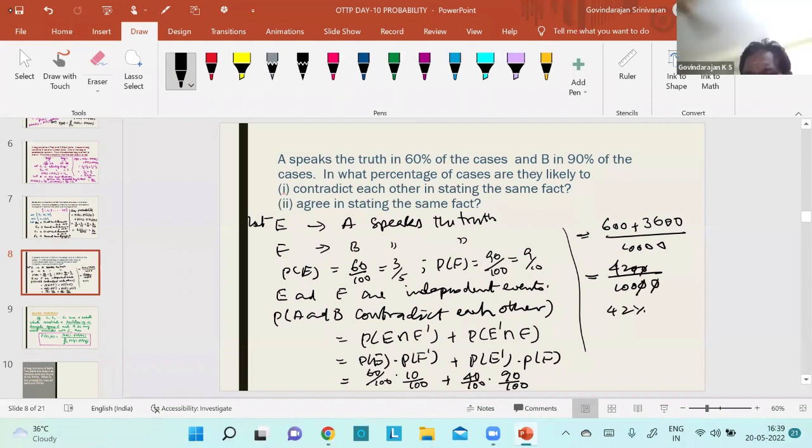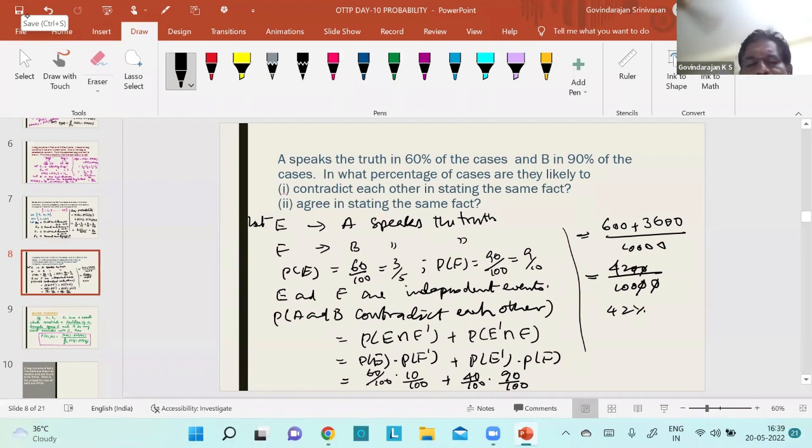Yeah. They contradict each other. Okay, A and B contradict each other in the 42%. 42% of the cases, A and B contradict each other. And then the second question is agree. Agree means agree in stating the same fact. I think without calculation also, the 42% means the remaining 58% they agree on the same fact. Also you can do that.